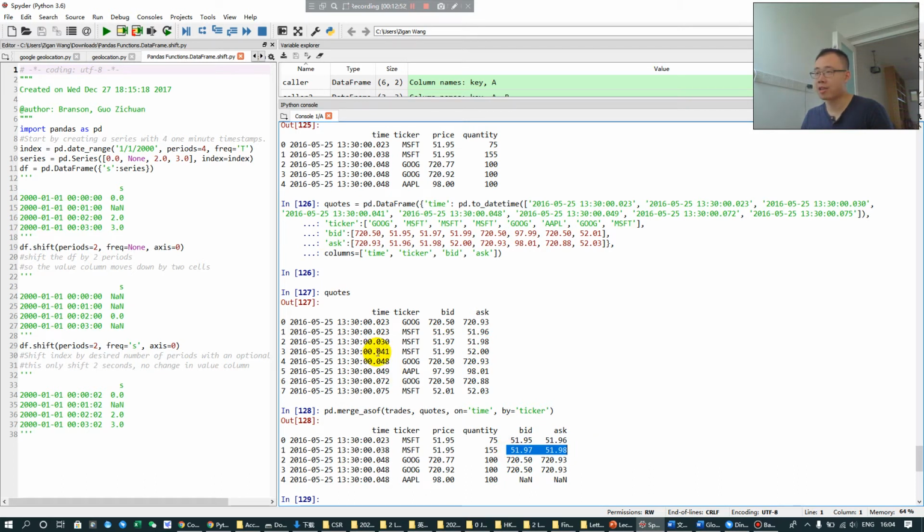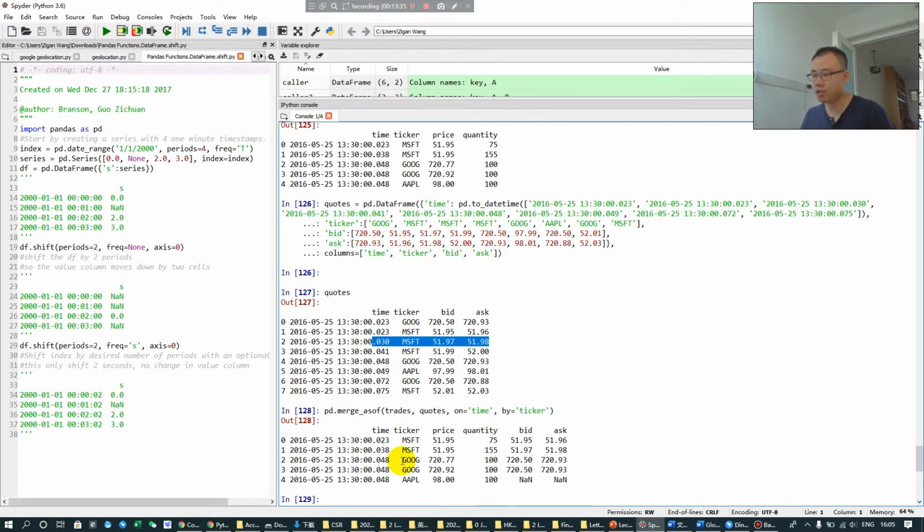Be very careful that it is not the nearest one. It's the nearest time before the trade time. The nearest time is 041, which is not being merged here because it happened after the trade, which makes sense because you first have quotes, then you will have trades. You can't have a future quote be transacted. You first have some quotes, then after some time, these bid and ask orders convert to a transaction with a transaction price and quantity.